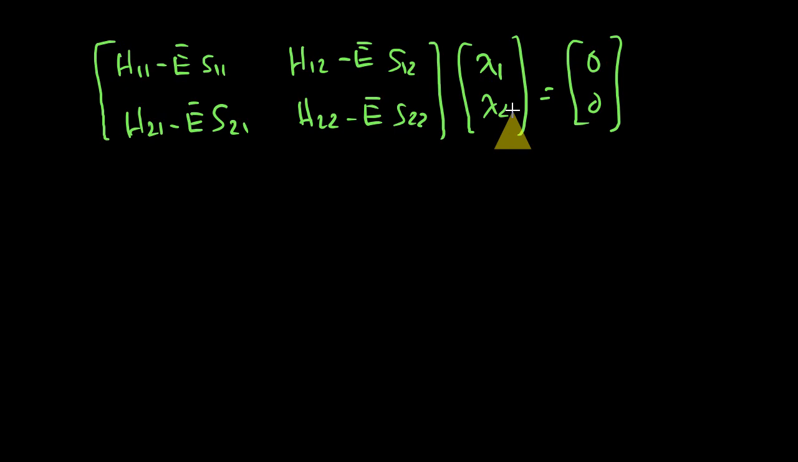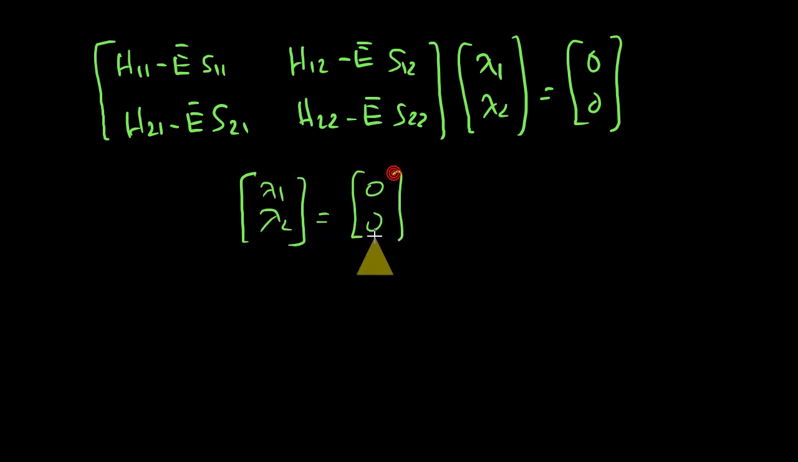So those two equations are now written in matrix form. That's all. Now this is very important. Here you can see that this is possible if the matrix of lambda 1, lambda 2 is equal to the matrix 0, 0. It means that lambda 1 is equal to 0 and lambda 2 is equal to 0.